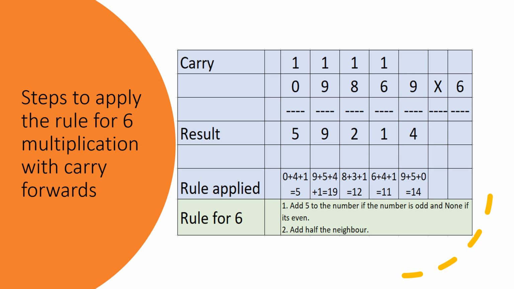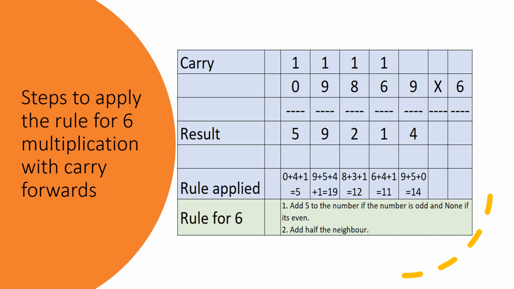So now the 6. Here 6 is an even number, so we shouldn't add 5. So 6 plus 4, which is half the neighbor. 9 is the neighbor, and half of it is 4, and plus the carry forward that is 1. So adding it we will have 11. So we'll have to keep 1 here and move 1 carry forward to the other digit.